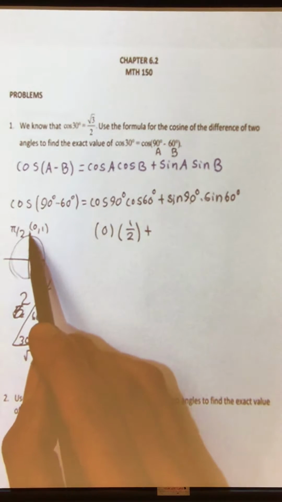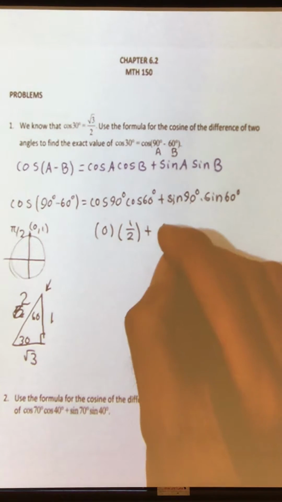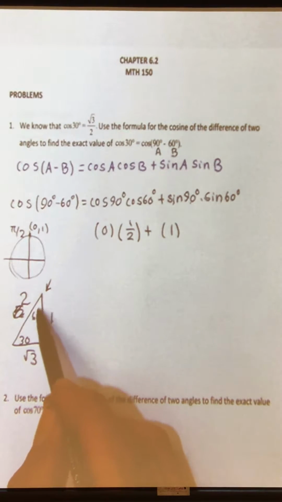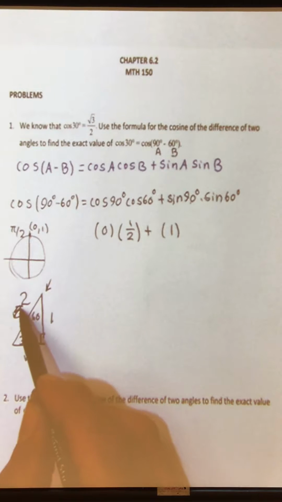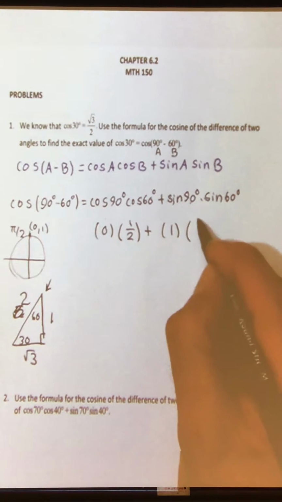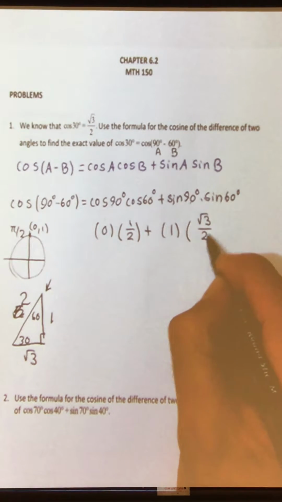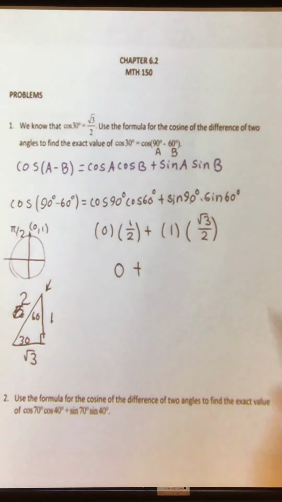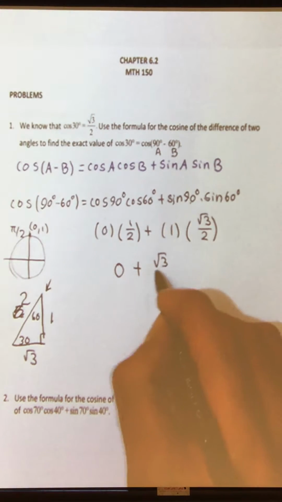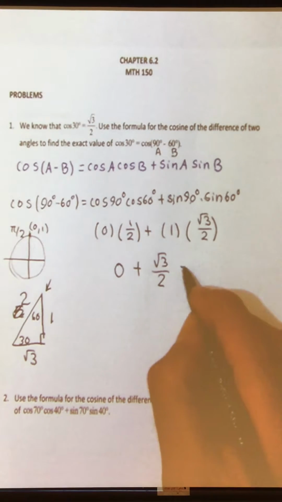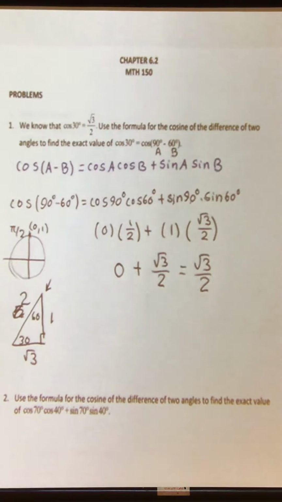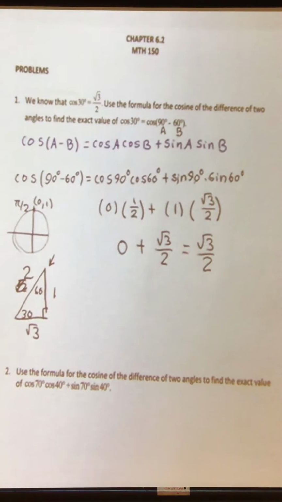So back to the unit circle, at that angle the y-coordinate is 1. And the sine of 60 degrees from our triangle is the opposite length, root 3, divided by the hypotenuse, 2. Root 3 over 2. Now perform the arithmetic. Multiplication by 0 gives 0. Multiplication by 1 gives root 3 over 2. And that's the answer that we're asked to show in an alternate way by using the formula for the cosine of the difference.